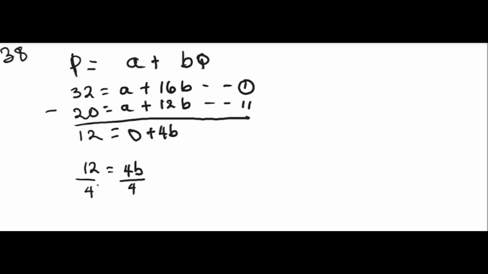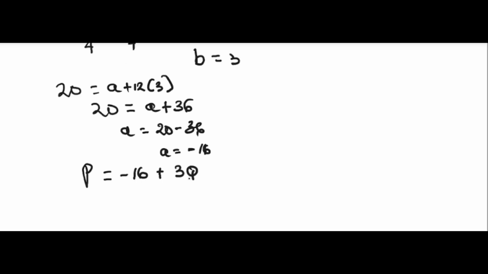So having known your A and your B, before you go further to solve the question there, the next thing is to find the relationship or the connecting formula. So we have P to be equal to minus 16 plus 3Q. All right. So now the question says that we should find P when Q is 28, right? When Q is 28.